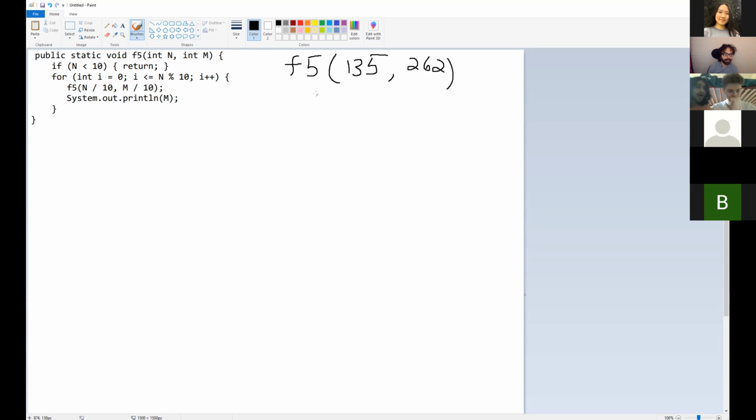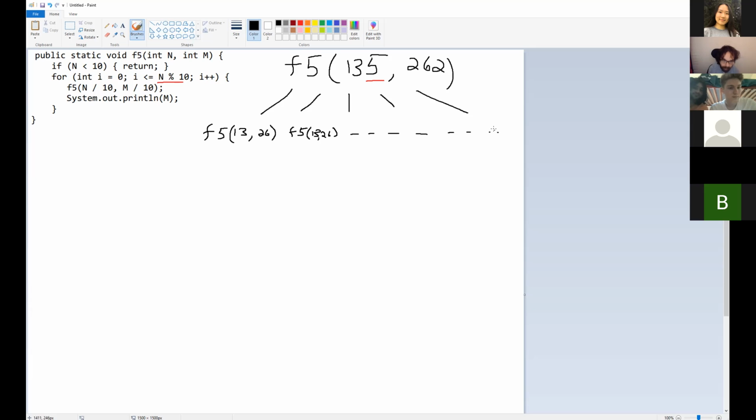All right. If n is less than 10, return. Nope, not going to do that. Otherwise, we do for i equals 0, i less than or equal to n mod 10. Okay, so it's going to do this 5 times. This digit, n mod 10, is this right here. So that's going to make 5 calls to F5 of 13, 26. Same thing over and over.